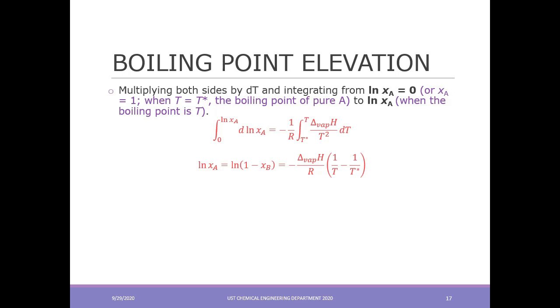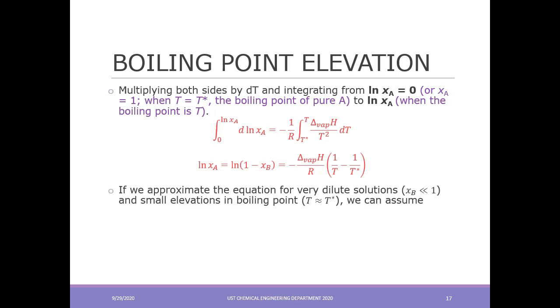Again, T star is the boiling point of the pure solvent A and T is the boiling point of solvent A in the solution. Now, if we suppose that the amount of solute is very small, we can approximate ln 1 minus XB as negative XB. And because the increase in boiling point is small, we can also assume that T is approximately equal to T star. The term 1 over T minus 1 over T star then becomes T minus T star, or delta TB, divided by T star squared. Delta TB pertains to the change in boiling point or boiling point elevation.